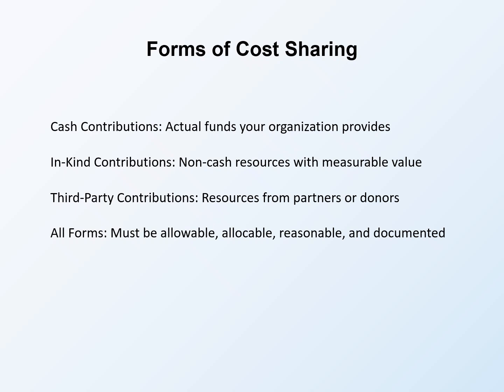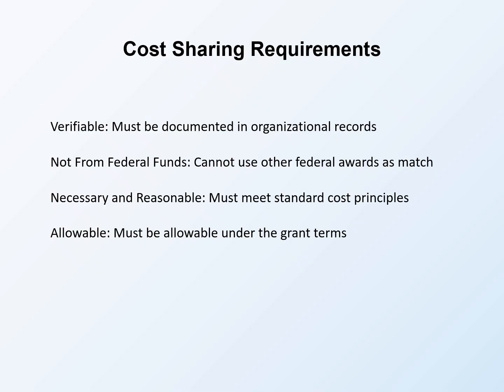All forms of cost sharing must meet the same standards as direct charges to the grant. Contributions must be allowable under federal cost principles, allocable to your specific project, reasonable in amount, and properly documented. You cannot count as match contributions that would be unallowable if charged directly to the grant. Federal regulations establish specific requirements that cost sharing must meet. Understanding these requirements helps you ensure your contributions actually count toward your match obligations.